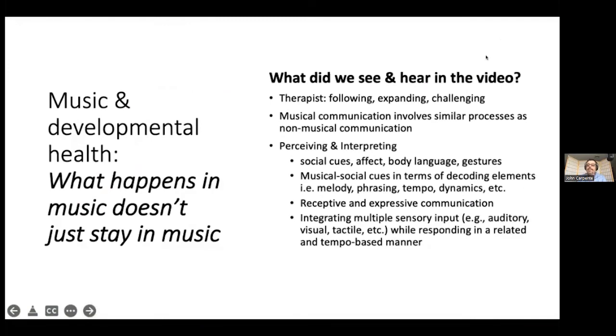Here's some other areas that we saw and heard. The music therapist there is following and expanding and challenging him musically. We saw social cues. We saw him reach out with his hands. So we saw some body affect, gestures, right? And then if we look at the sensory system, there were a lot of things happening at the same time sensorially: visual, auditory, tactile, etc. And it's all being responded to in a tempo-based manner.